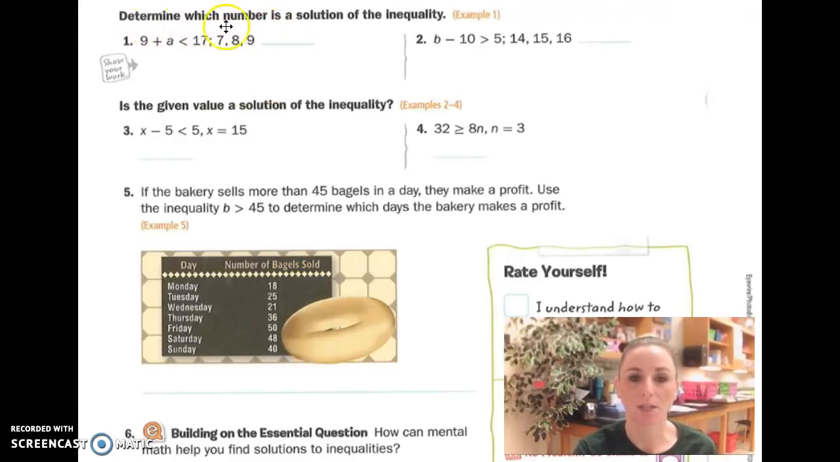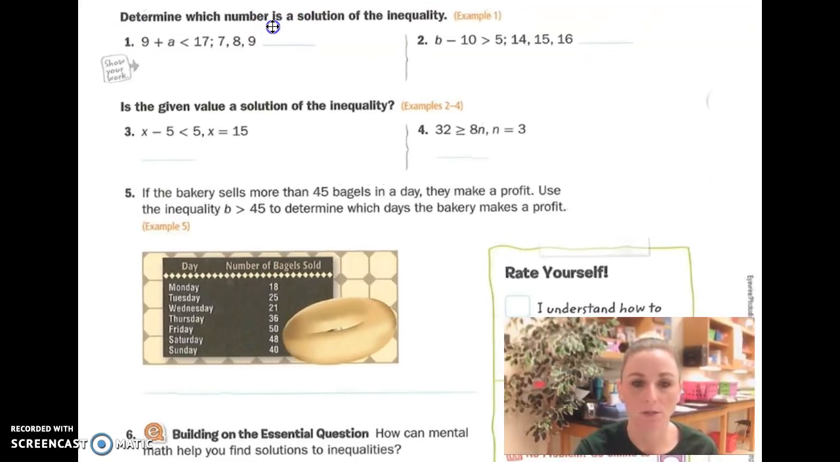Okay, let's take a look at this first one. It says determine which number is a solution of the inequality. This first answer should be 7. Number 2, same thing, you're figuring out which one of these numbers, 14, 15, or 16, is the answer. 16 is the answer that makes the solution true. Is the given value a solution of the inequality? So this answer is no, because when you replace x with 15, 15 minus 5 is 10, and 10 is not less than 5.